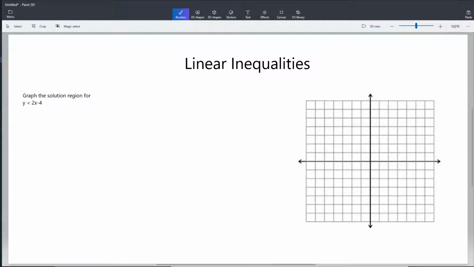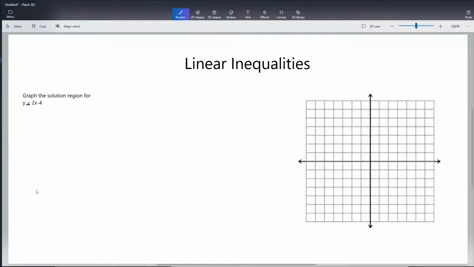Hey everybody, so in this video we are going to look at another example of graphing linear inequalities. If you haven't watched the first video on this, you definitely need to do that before you watch this one. Okay, so let's go ahead and look at our current example. We're going to graph the solution region. We're going to go ahead and finish this example out here.